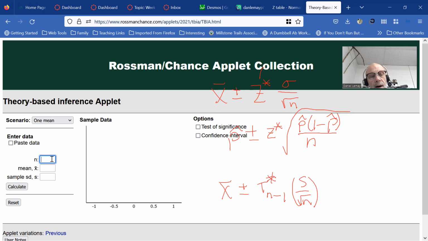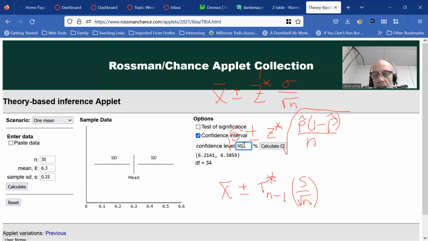And so I don't know, I'm going to make something up here. We've got 35 people. Their average time that they slept last night was 6.43 hours, and the standard deviation is 0.25. I'm making this all up. Calculate it, and we're going to do a confidence interval, and we're going to put in our level of confidence.